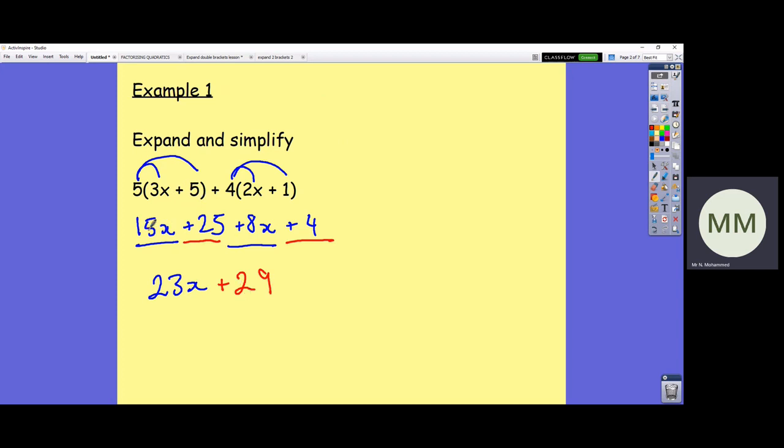So the first line of working is my question expanded, and the second line is the expanded answer simplified.